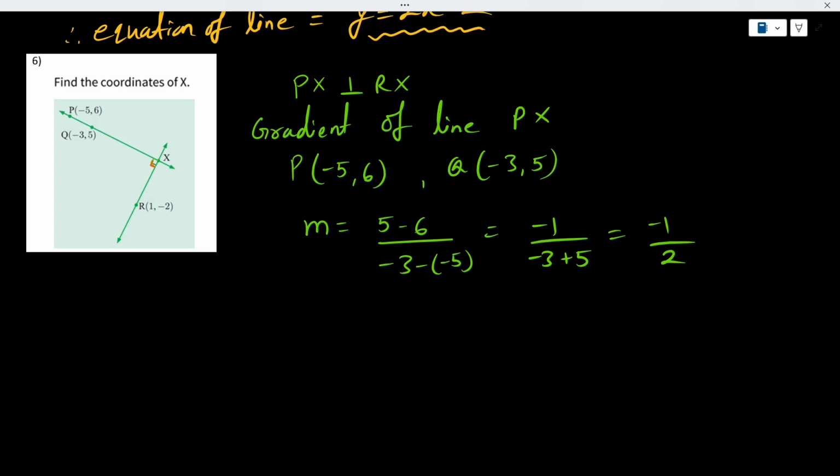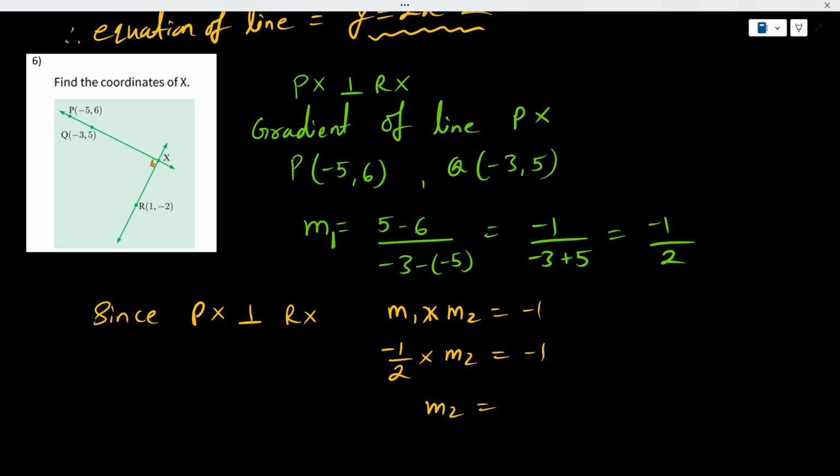Now this is the gradient, so if I mark it here as m1, you know that both lines are perpendicular to each other. Since Px is perpendicular to Rx, m1 times m2 is going to be -1. So I can substitute m1, which is -1/2, into m1 times m2 equals -1. So m2 is going to be 2 because it's a negative reciprocal. -1/2 means you change the sign and reciprocate 1/2, which is 2/1. So that is why we are getting m2 as 2.